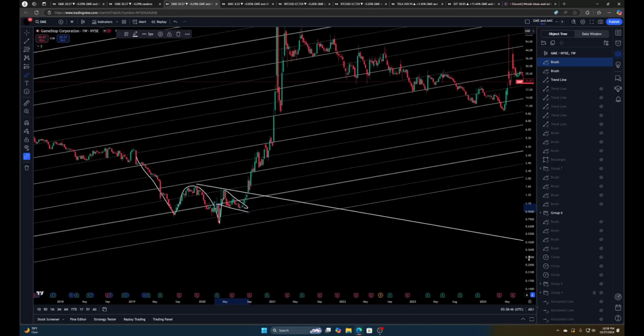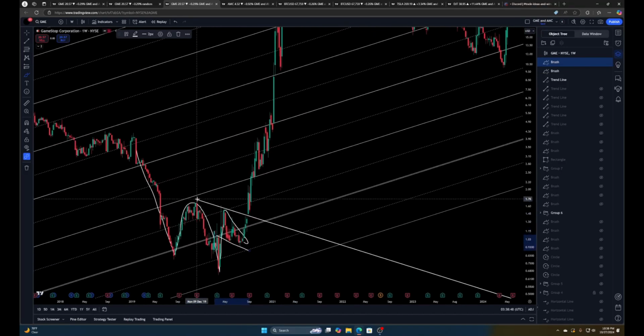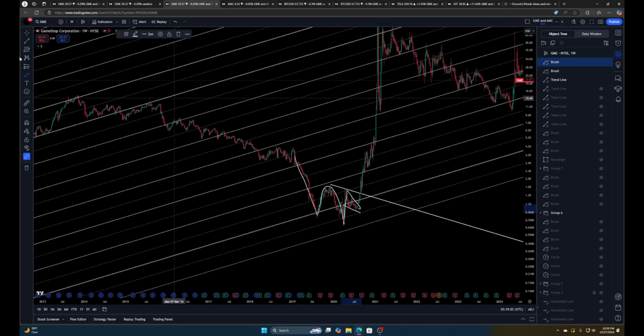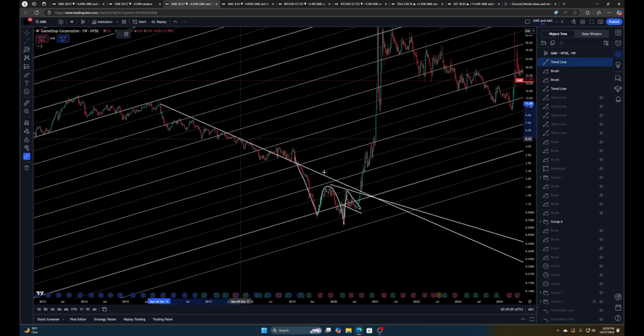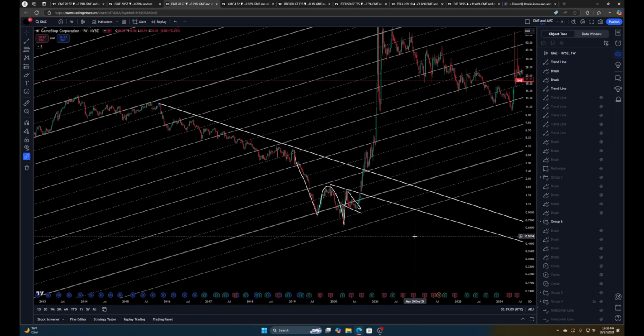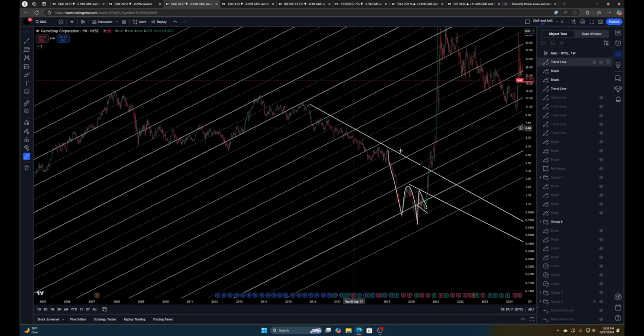Now, what does price do? We have this very simple trend line of these two tops. Price breaks out of the flag, gaps up above this trend line, and starts running. And then, what do we see here? Price breaks this downtrend, and moons.